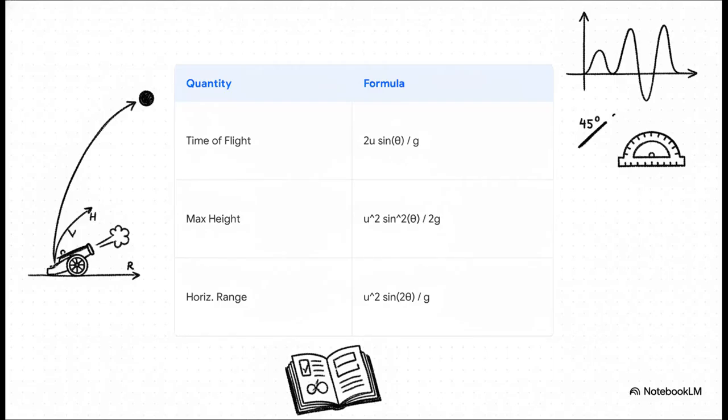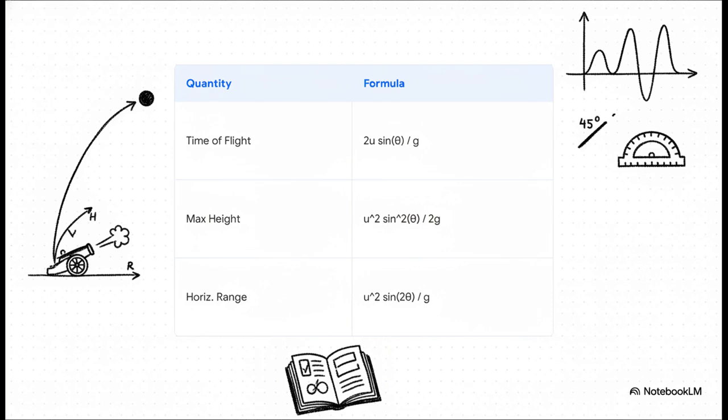With those assumptions locked in, we get to the big three formulas for level-to-level flight. These are incredibly powerful. You can calculate the total time of flight, the maximum height reached, and the total horizontal range downfield, all using just the initial velocity u, the launch angle theta, and gravity g.